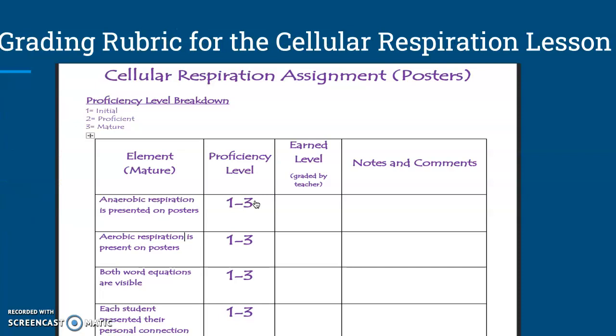And then this is our grading rubric for the cellular respiration lesson. As you see from the previous slide, the anaerobic respiration is presented on posters that they'll be graded on. It's a 3 proficiency level grading scale. 1 is initial, 2 is proficient, and 3 is advanced or mature. So, yep, and that's it.